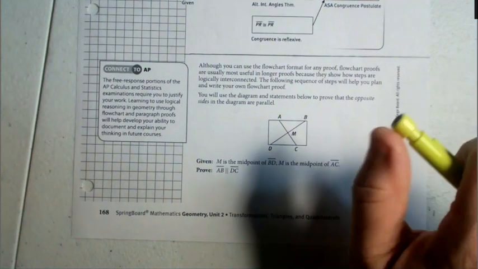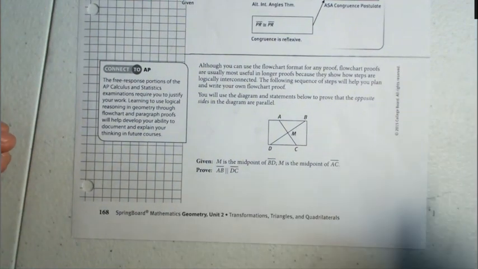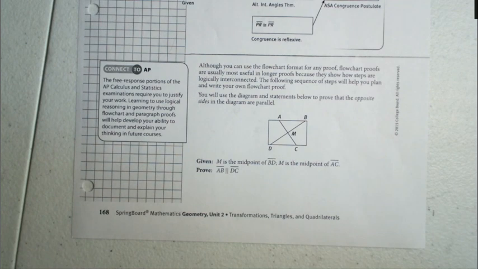All right, here in the second section, it says, although you can use the flowchart format for any proof, flowchart proofs are usually most useful in longer proofs because they show how steps are logically interconnected. The following sequence of steps will help you plan and write your own flowchart proof. You will use the diagram and statements below to prove that the opposite sides in the diagram are parallel.